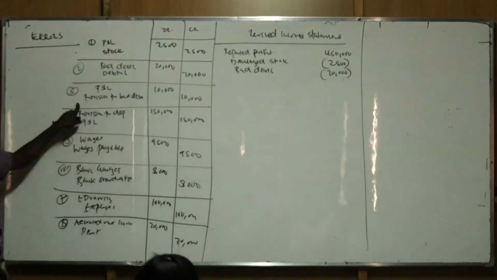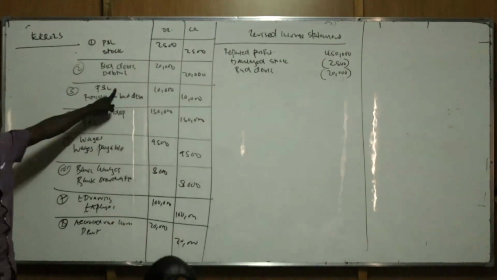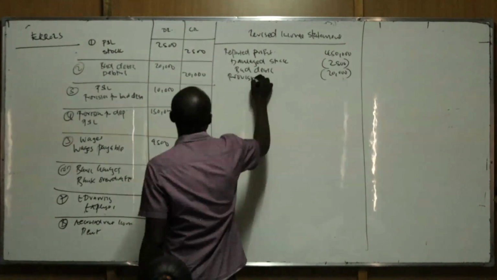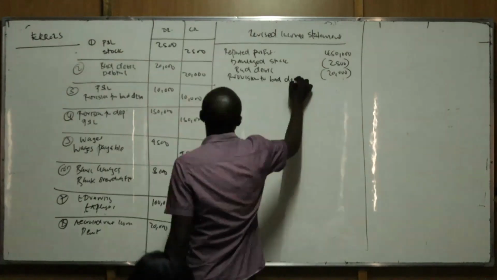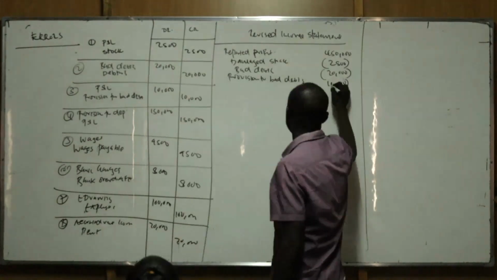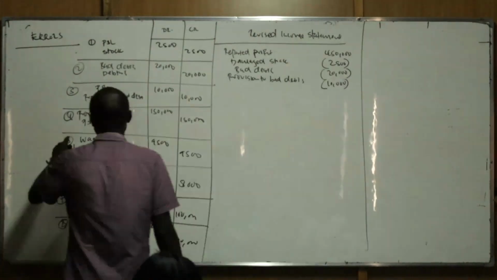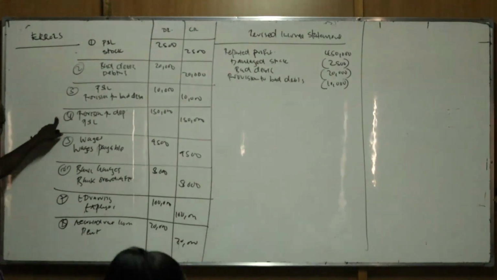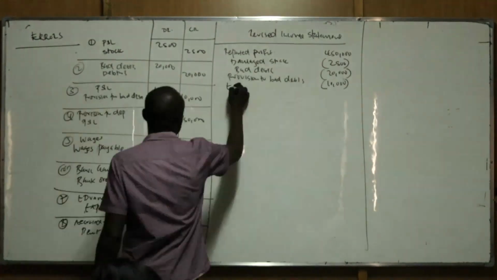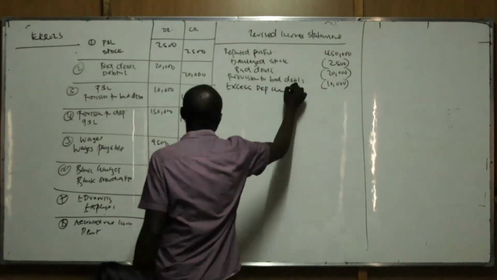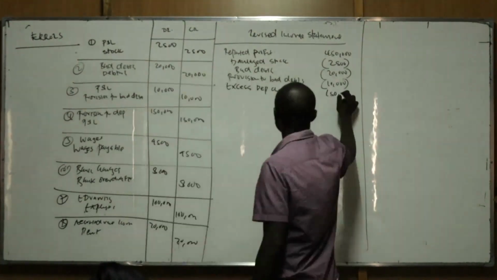Then there was also a provision that was made, which was not adjusted. So we have said debit profit and loss. Here, provision for bad debts, how much? 10,000. That one we deduct, isn't it? And then there is an extra amount of depreciation that was written back to the profit and loss. So we say excess depreciation charge, how much? 100. That one we add.